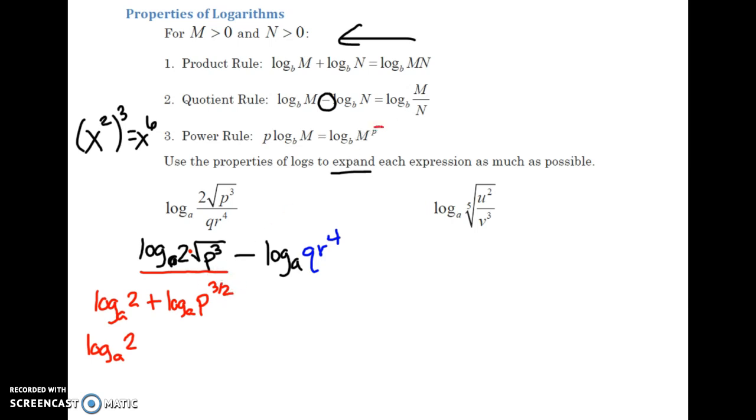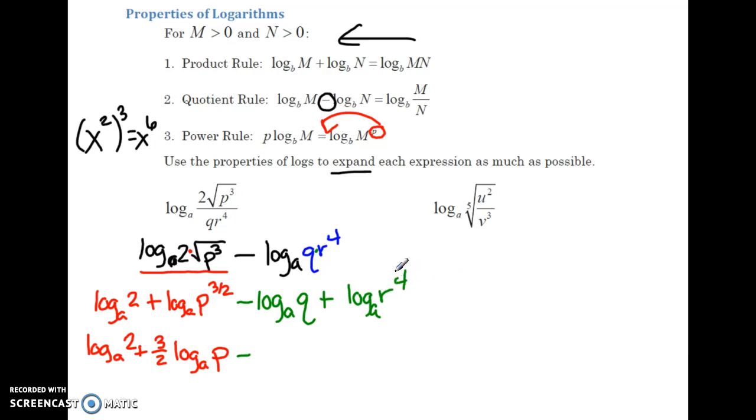This 3/2 is an exponent. When I see an exponent, all I have to do is move it to the front of the log. So that'll be plus 3/2 in front, log a of p. Now I'm finished with the left side. For the right side, bringing down that minus sign, I see q r to the 4th. I need to first separate that q and r. It's multiplication, so I separate it with addition. That'll be log a of q plus log a of r to the 4th. Now, that r to the 4th, I can do something with that. That's an exponent, so I get to bring it in front. So that'll be log a of q plus 4 log a of r.